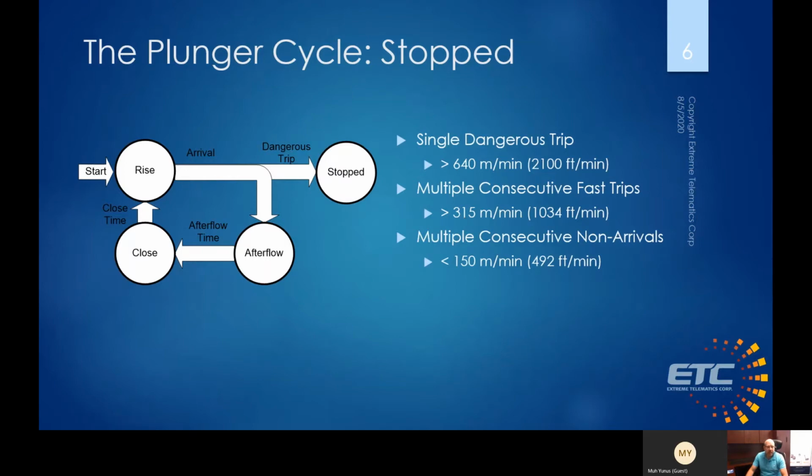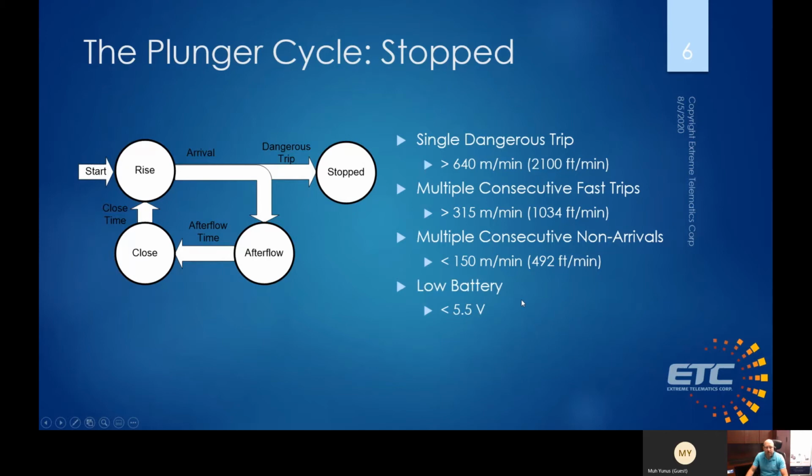As well, if you're getting non-arrivals, so if the rise time expires and the plunger has not arrived, after that's happened a set number of times, we can send ourselves into stopped if this is enabled. And by default, this is disabled. And once again, the rise time is set based on this 150 meters per minute or 492 feet per minute.